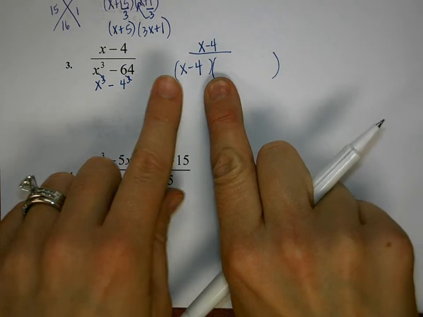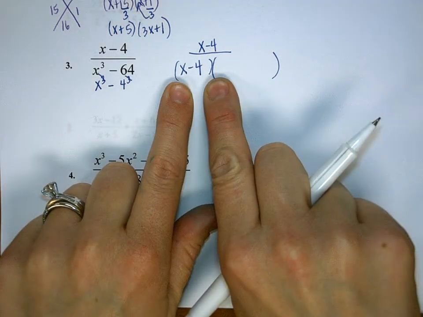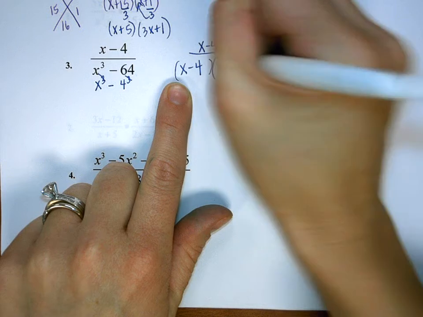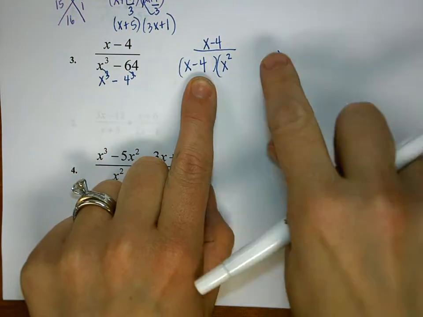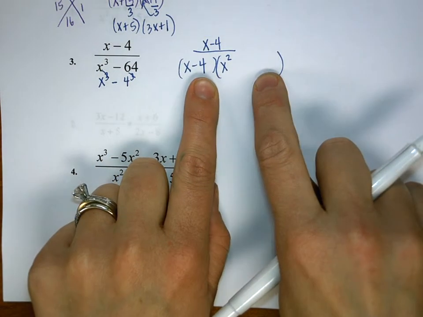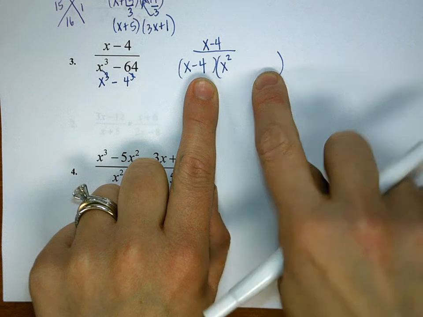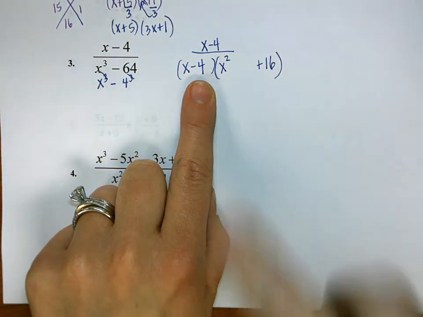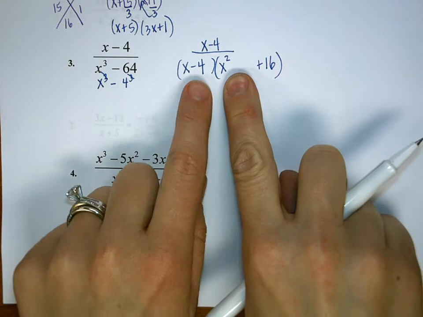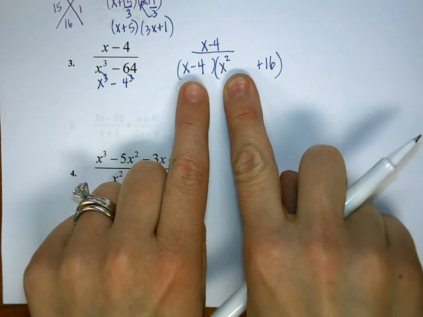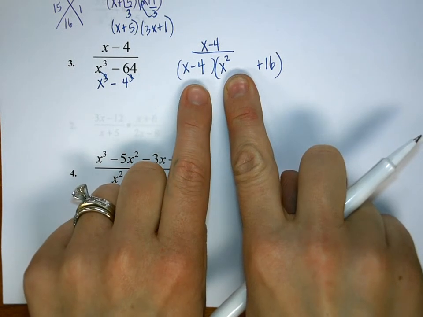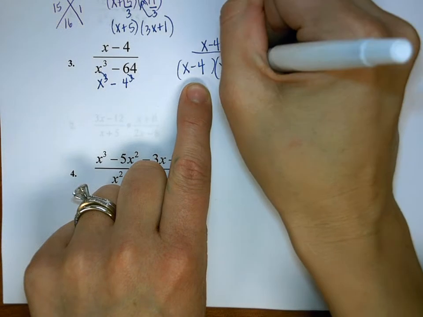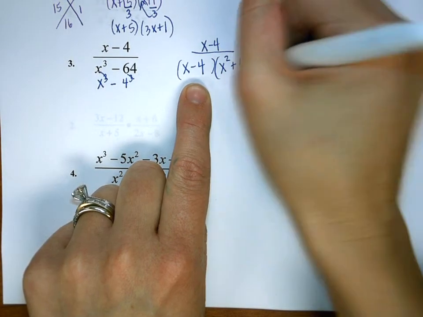Then your first term here is the first term squared. So x squared is what goes here. Your last term, remember, is your last term squared. So negative 4 squared is positive 16. And then your middle term is those multiplied together. So x times negative 4 is negative 4x, but it's the opposite. So it's going to be positive 4x.